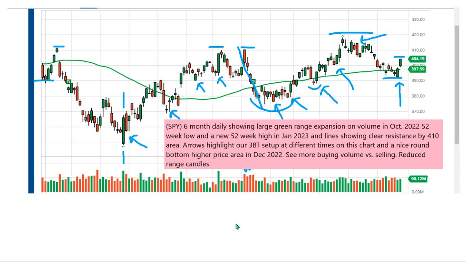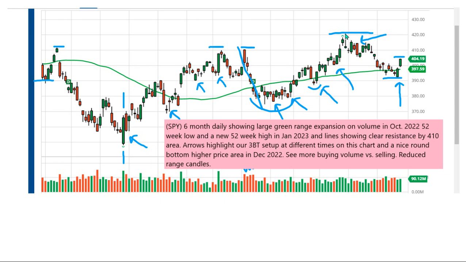Let's take a look. Here is a different time frame, a 6-month time frame, again showing large green range expansion bars on volume in October, and a 52-week low, which was right here. This was October 2022. That was the low of the market so far. And then a new high here in January 2023.